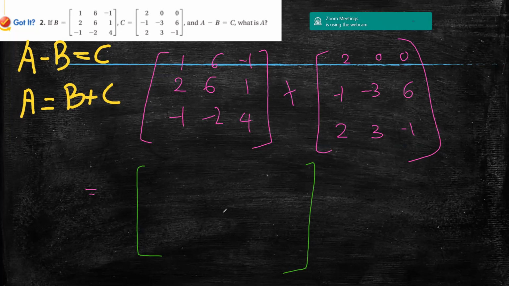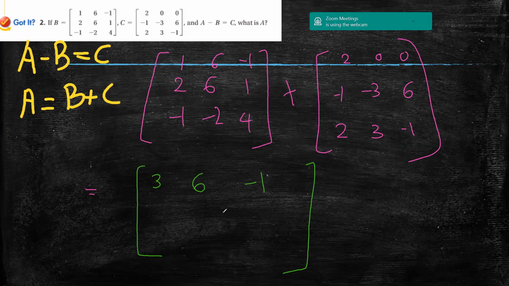Yes, teacher. Yes, Habiba. I want you to add now the first row. So 1 plus 2, which is 3. Okay, 3. 6 plus 0, which is 6. Thank you. -1 plus 0, which is -1. The final answer. Okay, thank you so much.